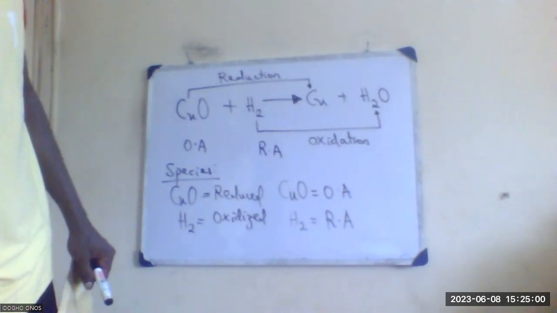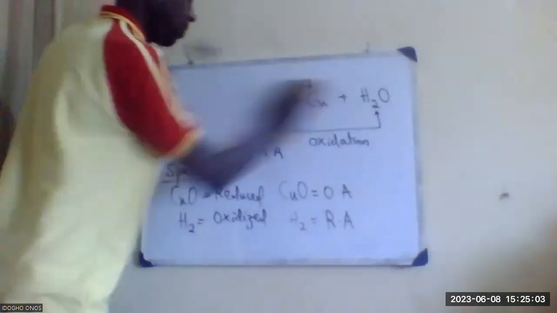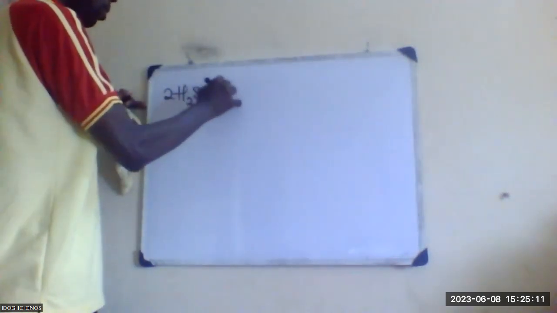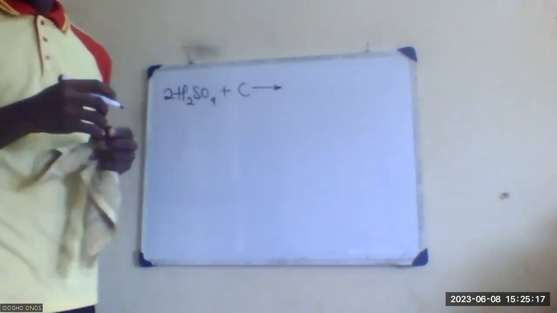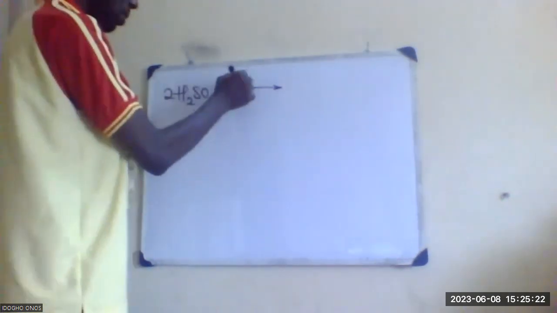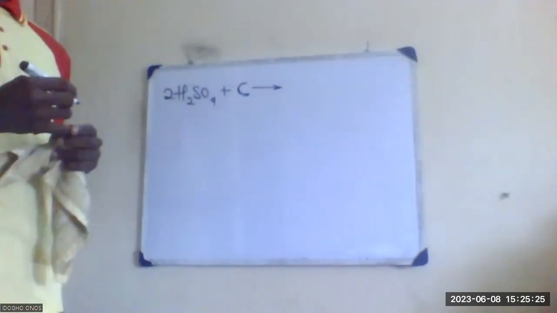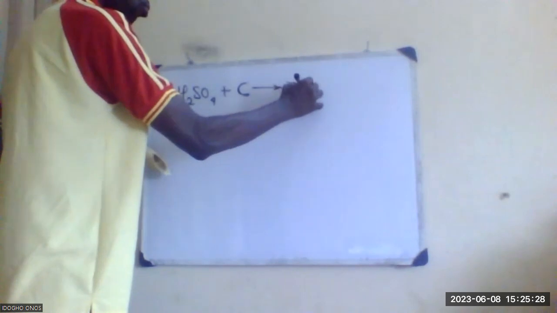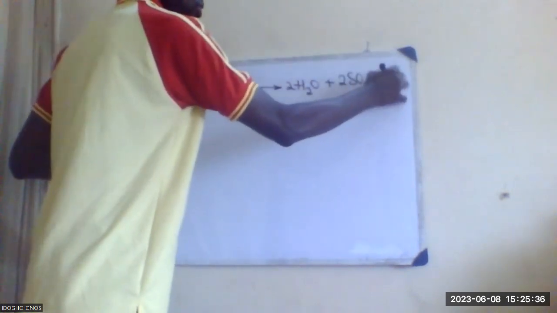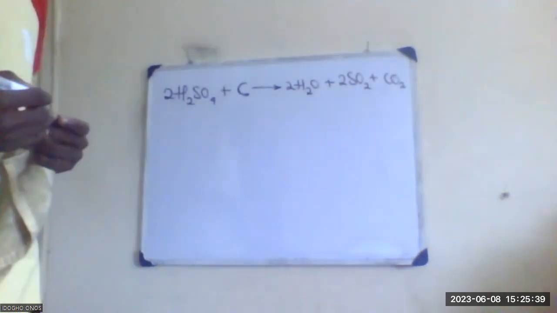Okay, so let's look at another quickly. I have H2SO4 reacting with carbon, sorry, carbon rather, to give me water, that is 2H2O, plus 2SO2 plus CO2. So let's see if this equation is balanced.